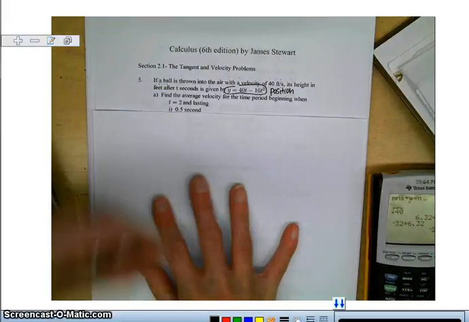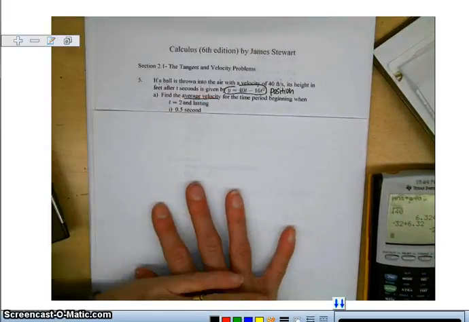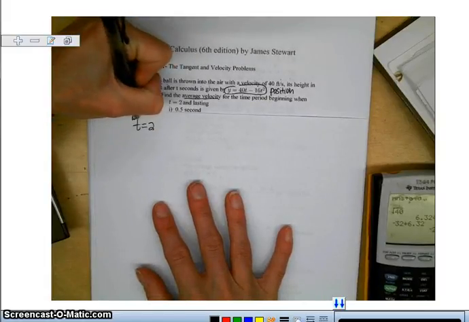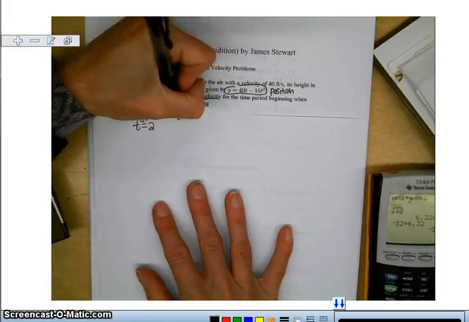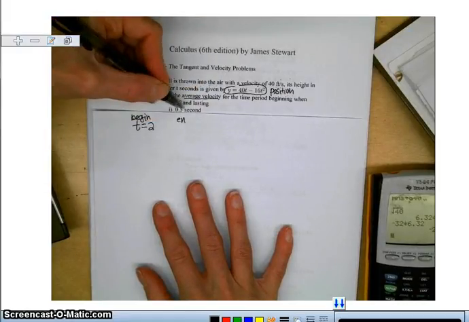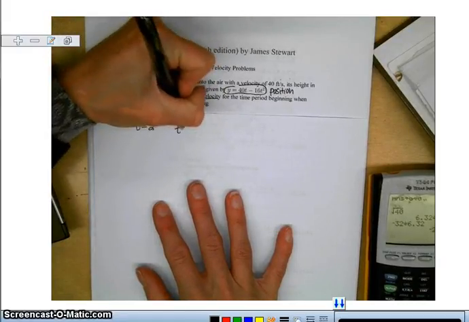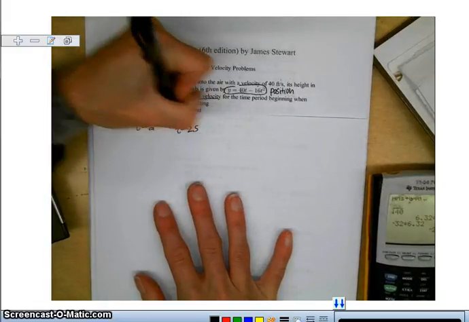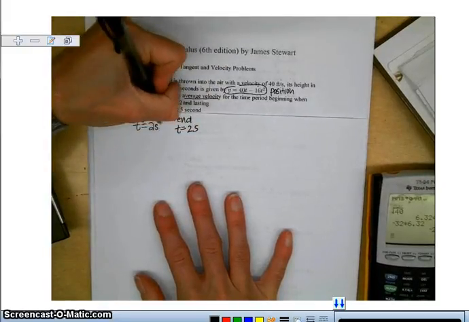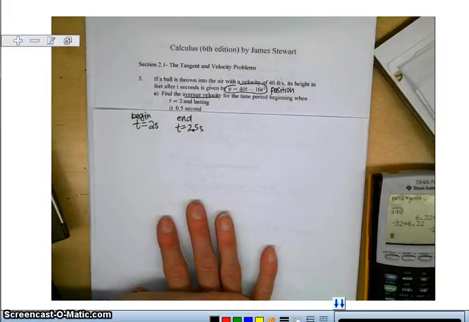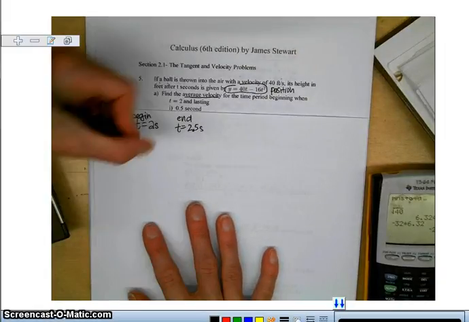You want to find the average velocity for the time period beginning when t equals 2 and lasting a half a second. So what would be the ending time? 2.5. So it begins at 2 seconds and ends at 2.5 seconds. And I would like to find the average velocity. So how do I find the average velocity?